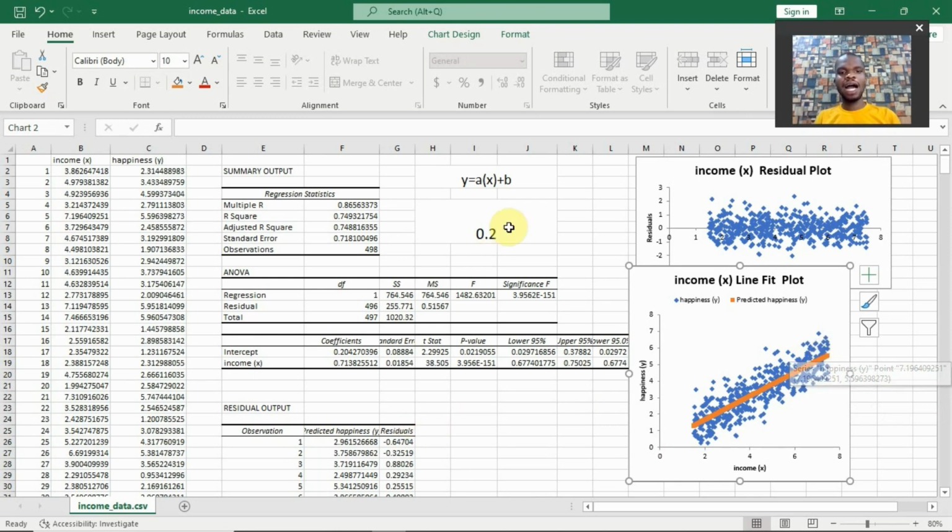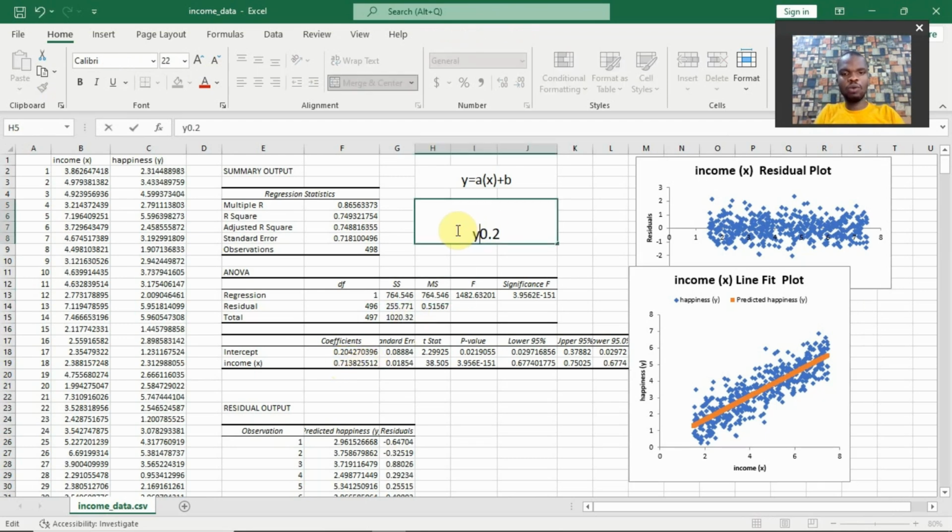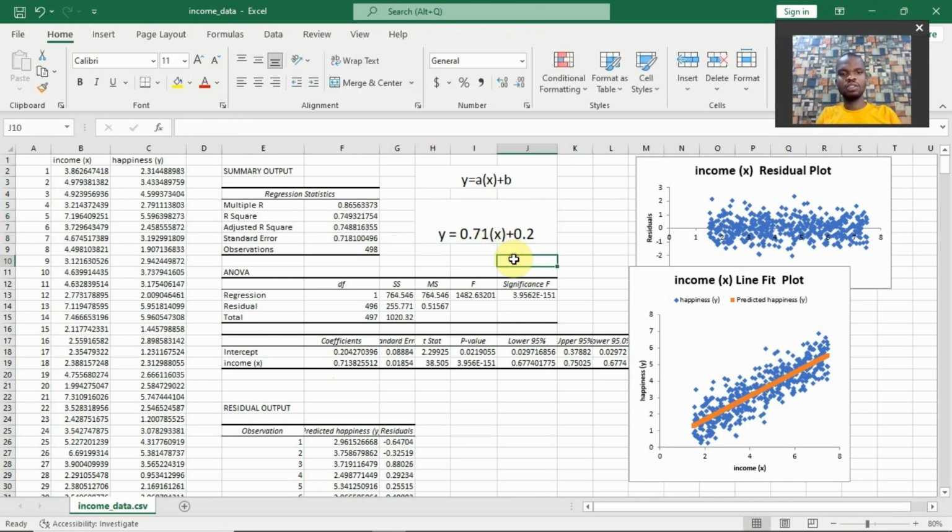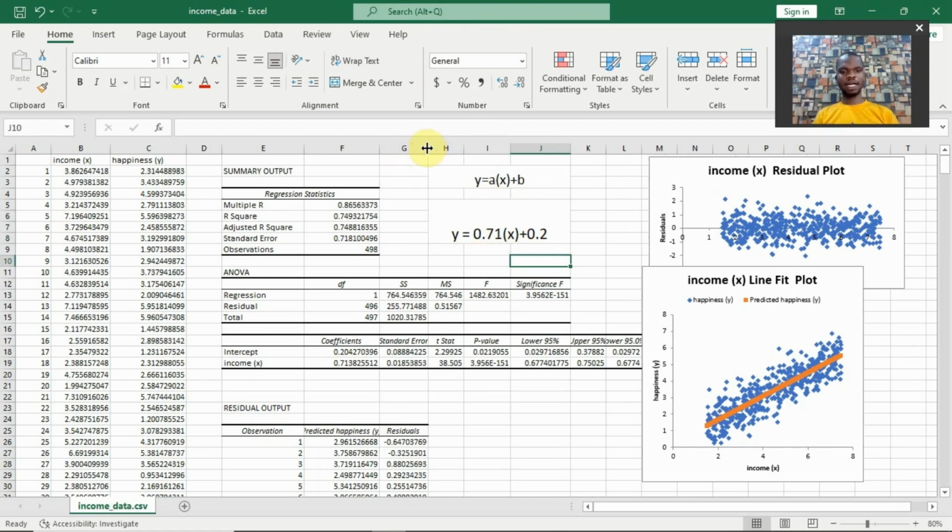So our a is this income coefficient, which is 0.7. So our model will look like y equals 0.71x plus 0.2. This is what our model is telling us, that the relationship between our happiness index and our income can be predicted with this formula.